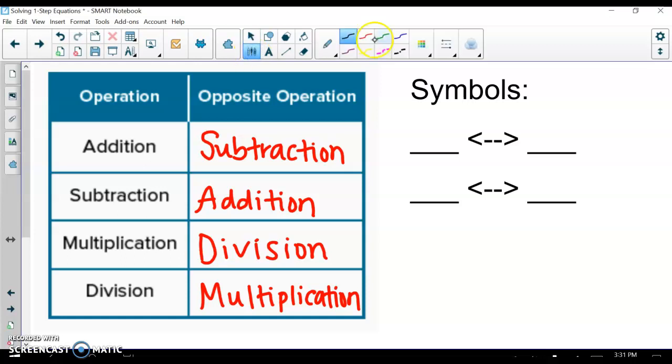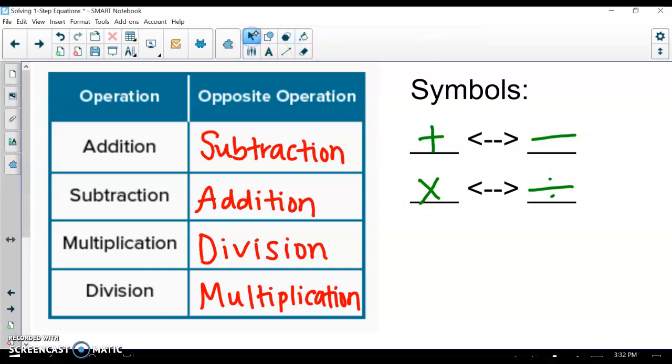So finally, I want you to write the symbols. So we have addition is the opposite of subtraction. They are opposites of each other, thus the double-headed arrows. And multiplication is the opposite of division. All right, take a moment to pause the video to think about this slide here, its importance, and going forward, we are going to go on to some examples now.